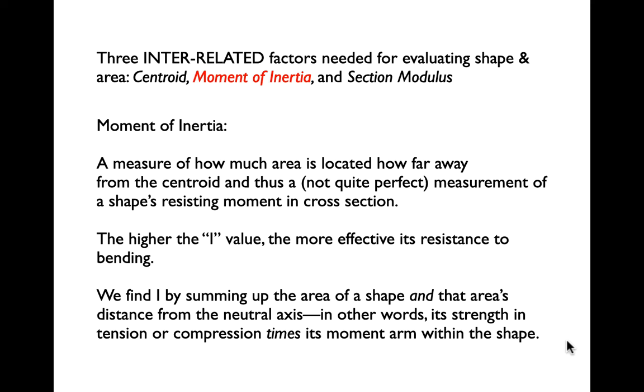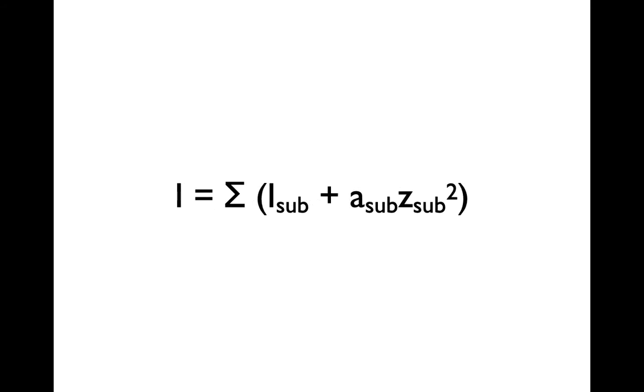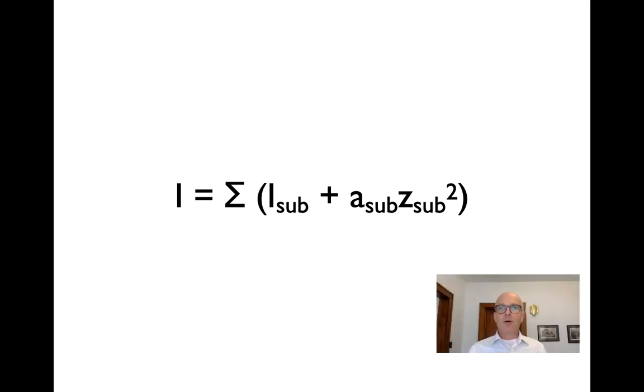And that area is distance from the neutral axis. In other words, the strength that each little fiber is capable of building up times its moment arm within the shape. And whenever we're summing up infinite numbers of infinitely small things, we end up doing a little bit of calculus. I'll skip through that just to say that the math of it looks like this: the moment of inertia for a shape equals all of the little moments of inertia, so the moment of inertia for each little bit, plus its area times its distance from the neutral axis squared.